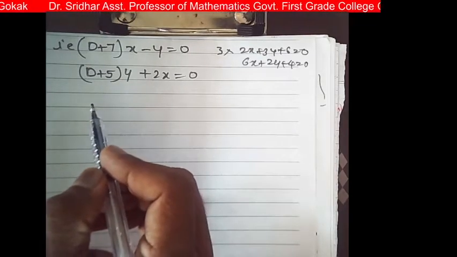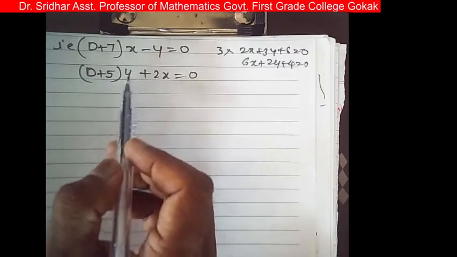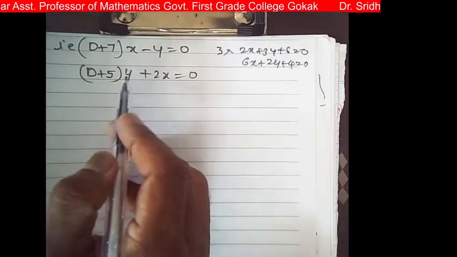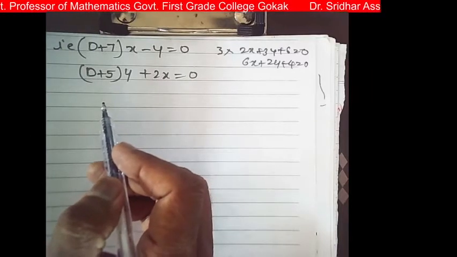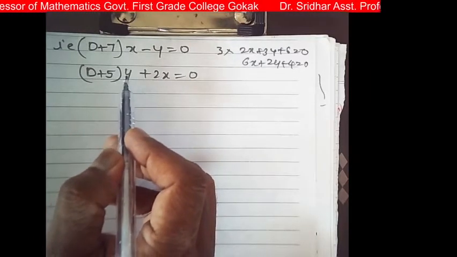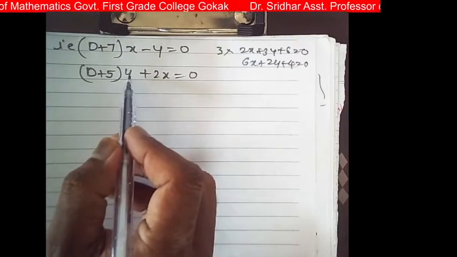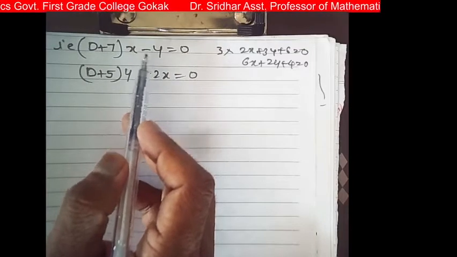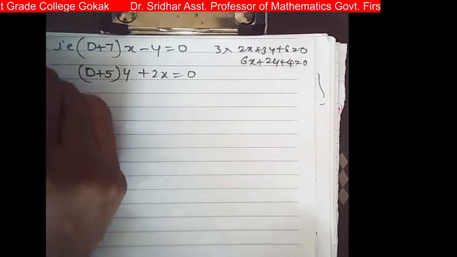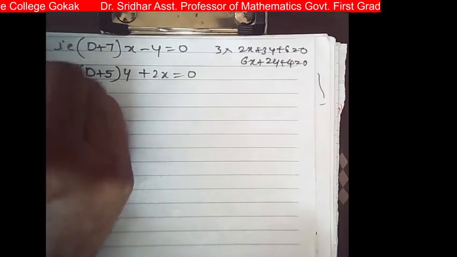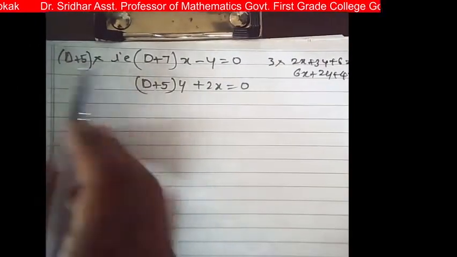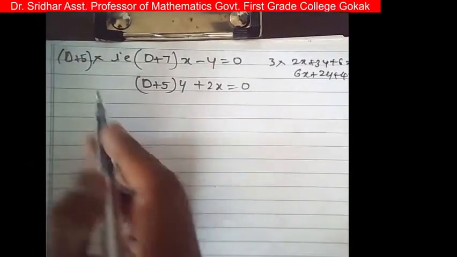I have to eliminate one of the unknowns, either x or y. Suppose I want to eliminate y. So what should I do? I have to make the coefficient of y the same. Here the coefficient of y is D+5, and here the coefficient of y is 1. That means I have to multiply equation 1 with D+5. So then what do we get?